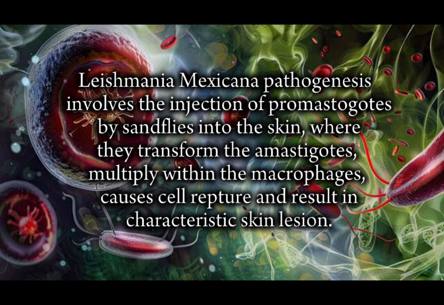Leishmania mexicana pathogenesis involves the injection of promastigotes by sandflies into the skin, where they transform into amastigotes, multiply within the macrophages, cause cell rupture, and result in characteristic skin lesions.